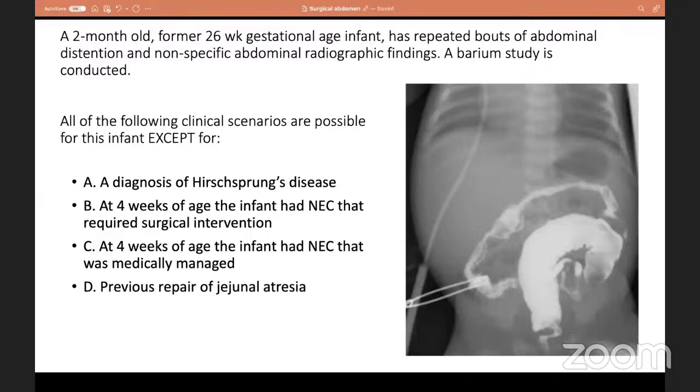Can anyone tell what the study is? Sir, this is a contrast study, a contrast enema. And then see which one is the wrong answer here. Former 26-week, 2 months old now. The X-ray is non-conclusive.